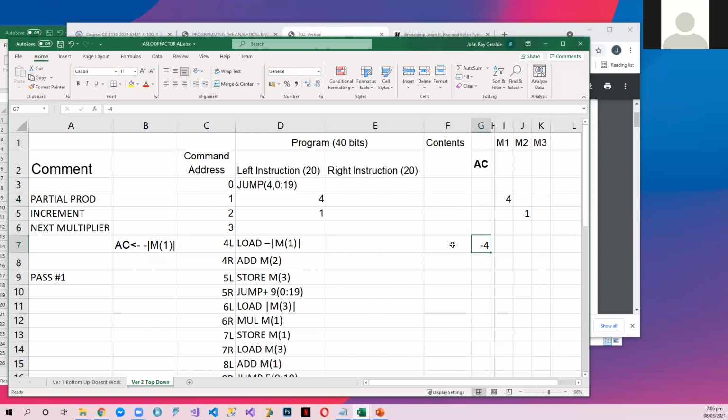Do you follow? We will have add M2. M2 is 1. Our next multiplier will be on M3. So this means AC receives negative of M1. We have an add of M2. So what will this mean? -4 plus 1. Do you follow? -4 plus 1. So AC becomes -3.